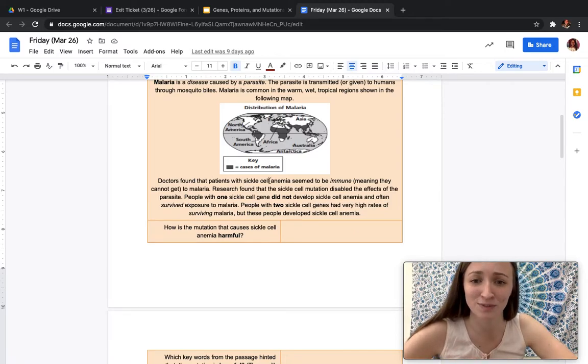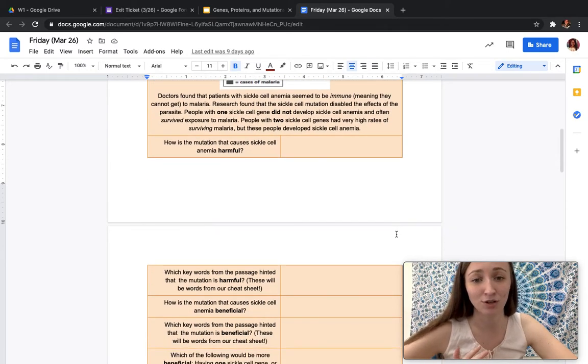Doctors found that patients with sickle cell anemia seem to be immune, meaning they cannot get malaria. Research found that the sickle cell mutation disabled the effects of the parasite. People with one sickle cell gene did not develop sickle cell anemia and often survived exposure to malaria. But people with two sickle cell genes had very high rates of surviving malaria, but these people developed sickle cell anemia.